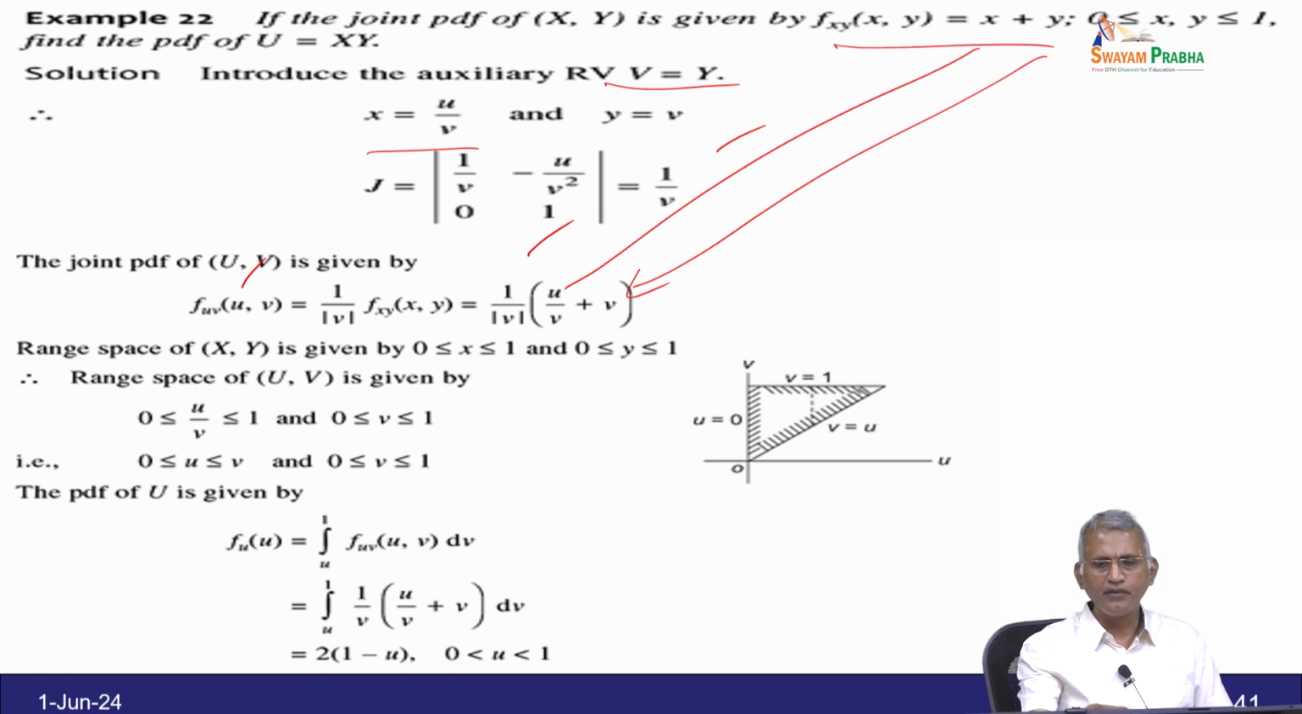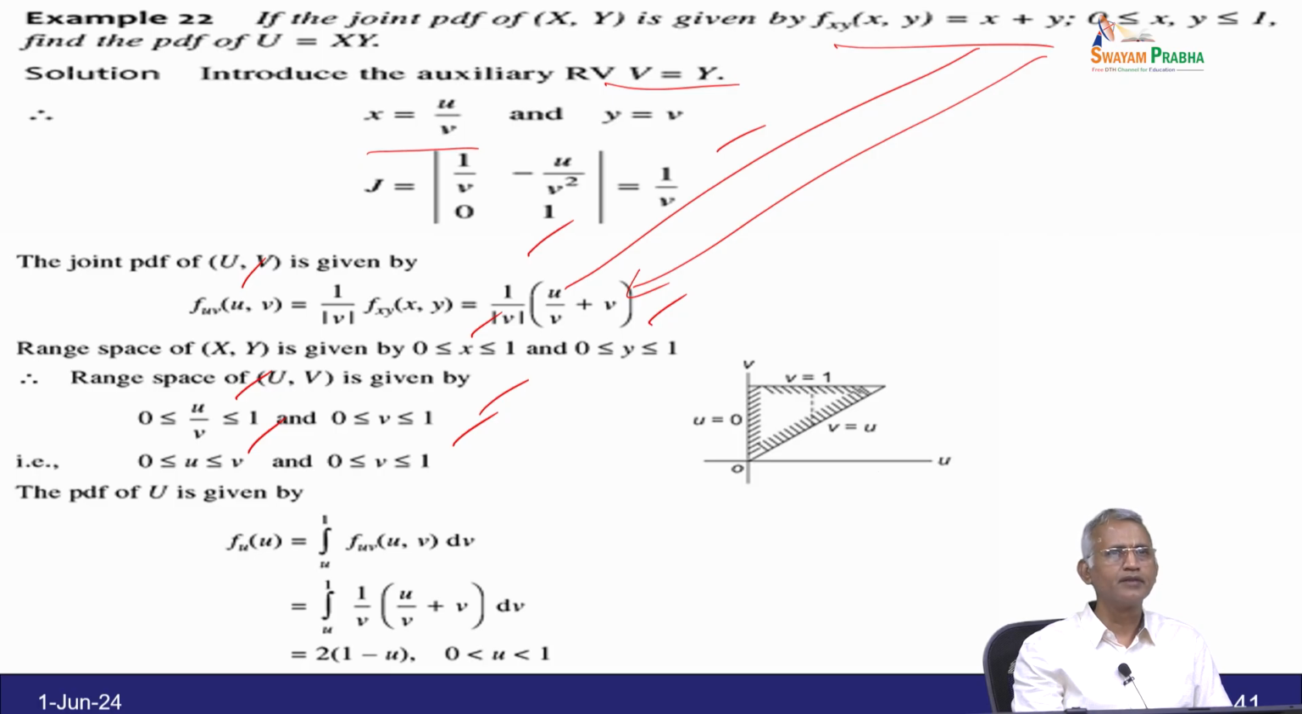Now, the strip is given: 0 less than or equal to x less than or equal to 1 and 0 less than or equal to y less than or equal to 1. Therefore, the corresponding picture is this, and if y equal to v, then v equal to u passes through the origin with respect to u and v. So, we have the limit 0 less than or equal to u by v less than or equal to 1, corresponding if v is 0 to 1, or 0 less than or equal to u less than or equal to v, or 0 less than or equal to v less than or equal to 1.